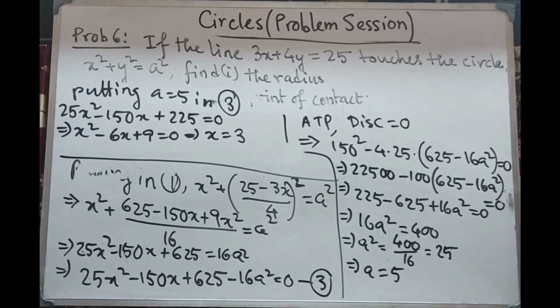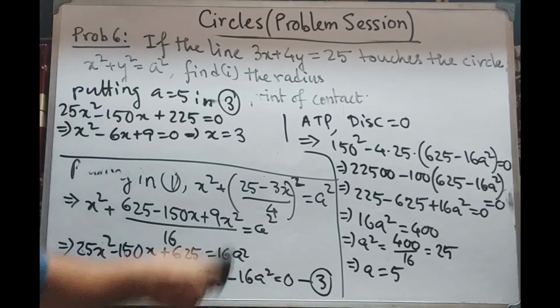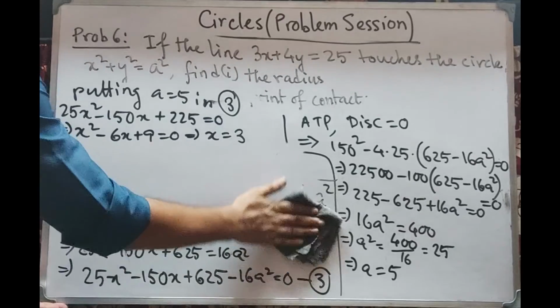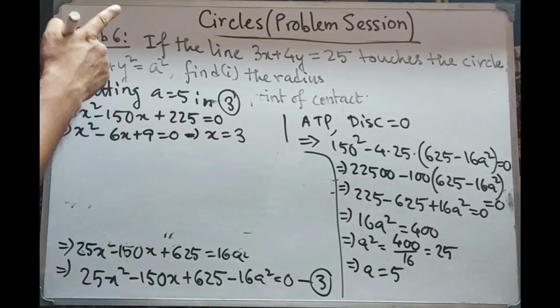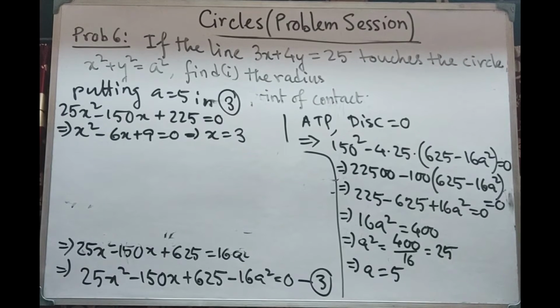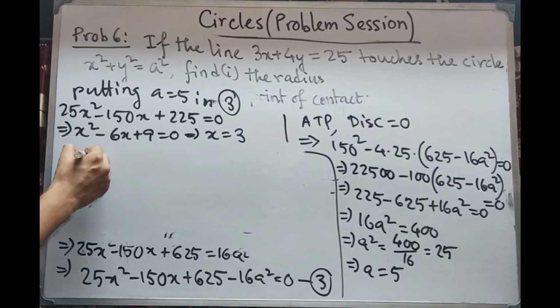So if x is equal to 3, we are having the straight line, so from that we can easily find the value of y. Because we can put it in the straight line, because the straight line is touching the circle at the point of contact. So the point of contact is both on the circle and the straight line also. So you can put the value of x in any one of the equations and find the value of y.